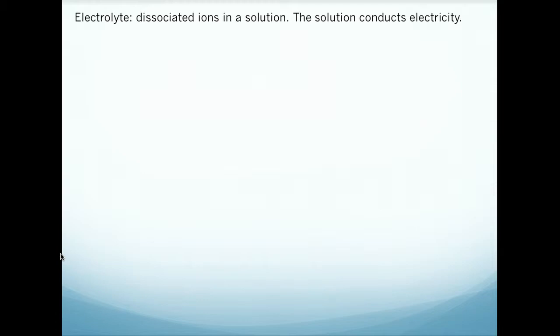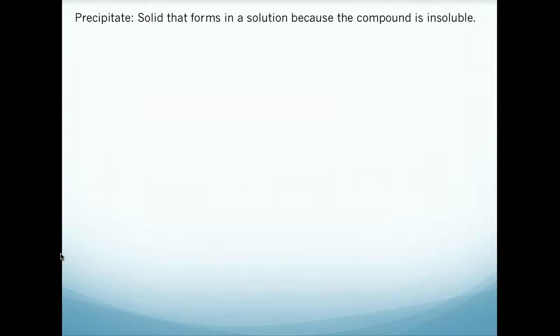Okay, now when these things dissolve in water, they dissociate into ions in the solution, and this solution conducts electricity if it has ions in it. That's what you call an electrolyte. But what if they don't dissociate? What if they don't dissolve in water? Because some things don't. Well, then they form what we call a precipitate. That's a solid that forms in a solution because the compound is insoluble.